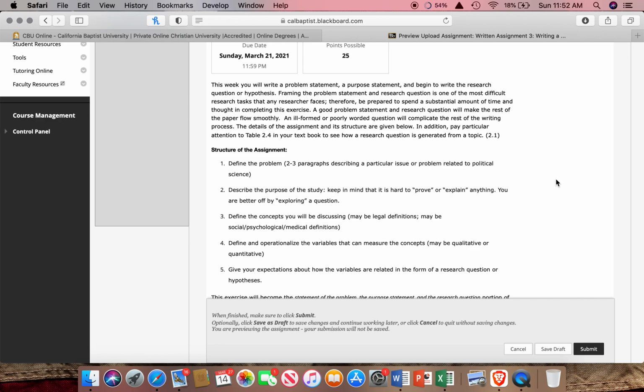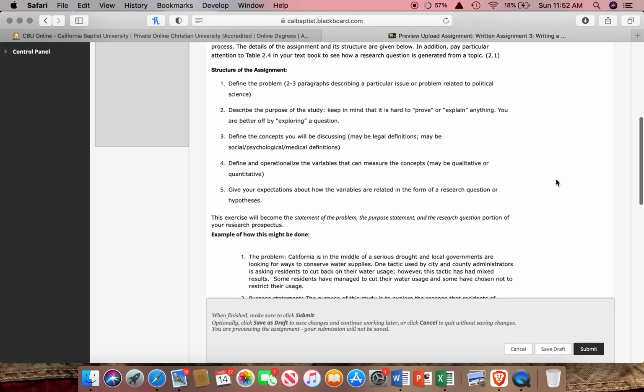A good problem statement and research question will make the rest of the paper flow smoothly. An ill-formed or poorly worded question will complicate the rest of the writing process. The details of this assignment and its structure are given below. In addition, pay particular attention to Table 2.4 in the textbook and see how a research question is generated from a topic. So the assignment structure is: define the problem. This should be 2 to 3 paragraphs describing a particular issue or problem related to a political science topic.